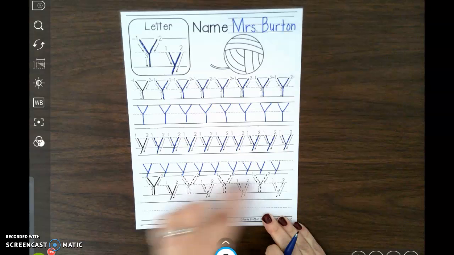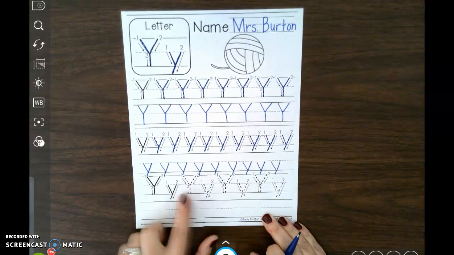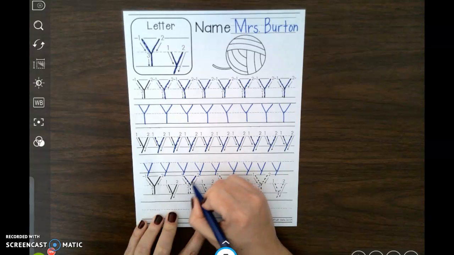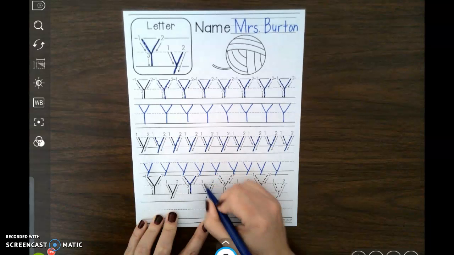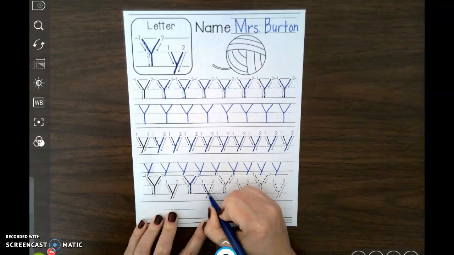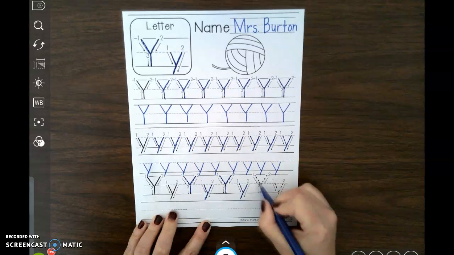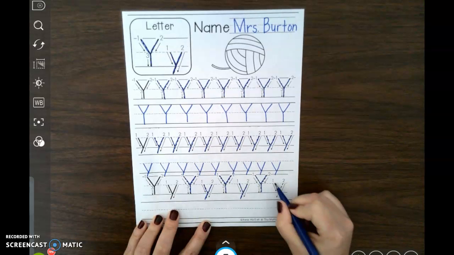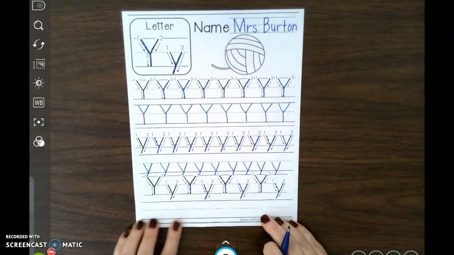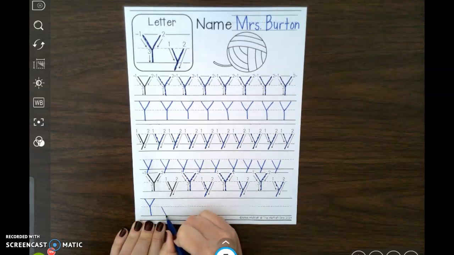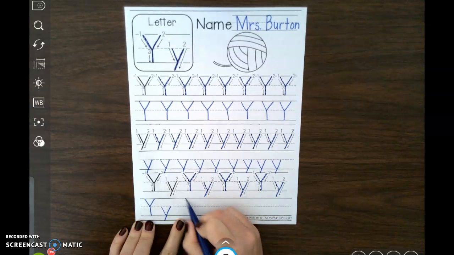Then on the last two rows, we're going to do a pattern. We're going to do some uppercase and some lowercase. Remember, for uppercase, we slant to the middle, slant to make a V, line to the bottom. Lowercase, slant down, down, and make it dangle. And after you trace that row, you're going to come down and make a row on your own.